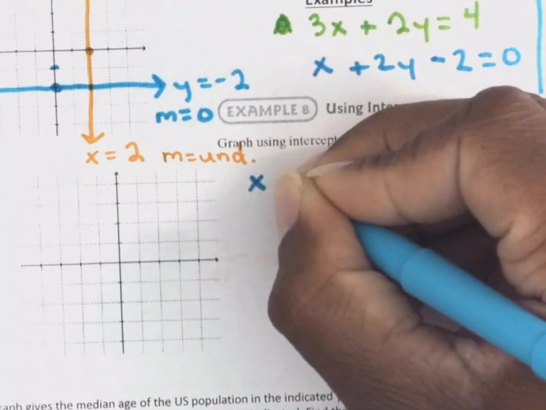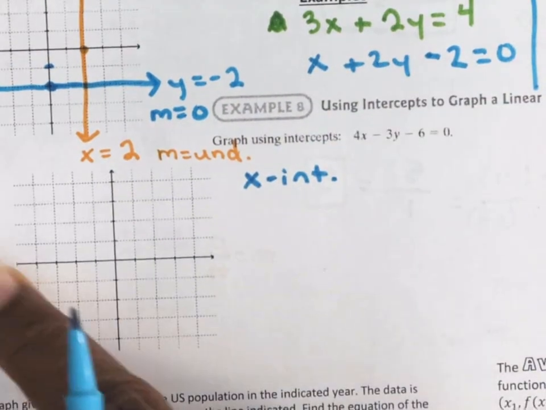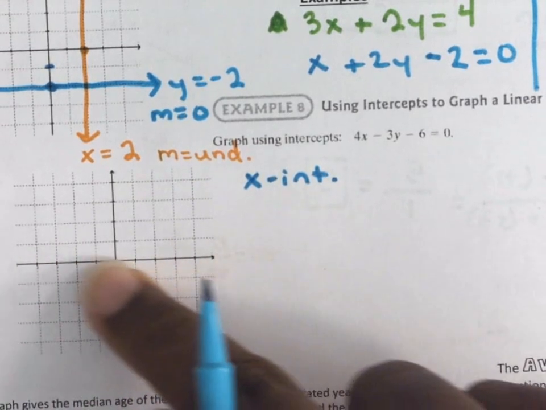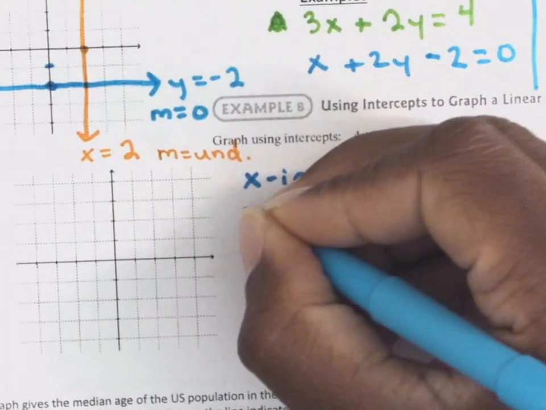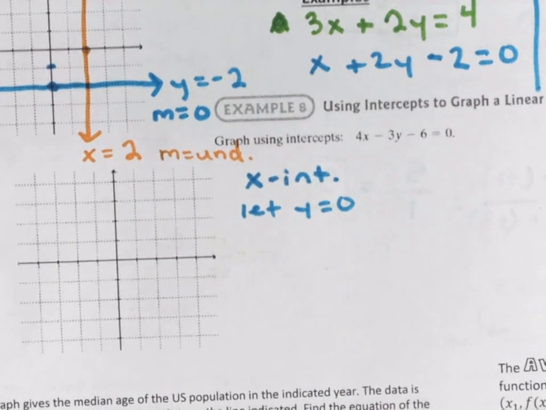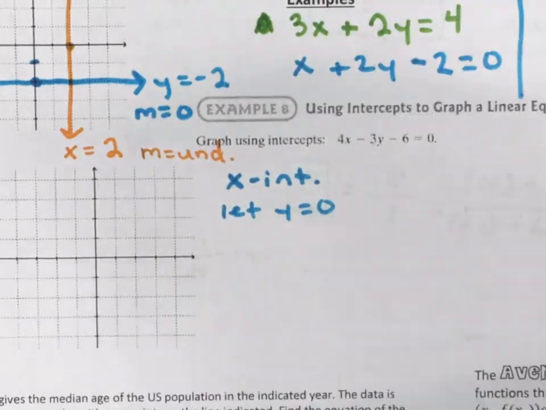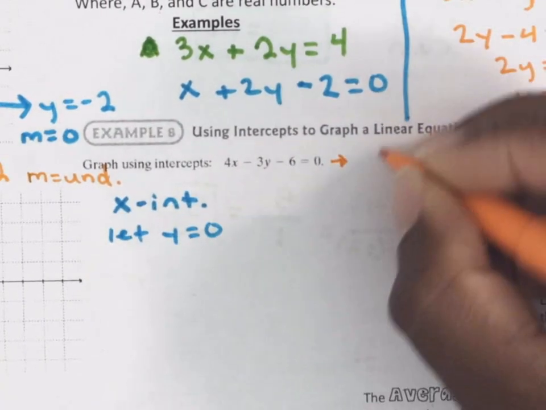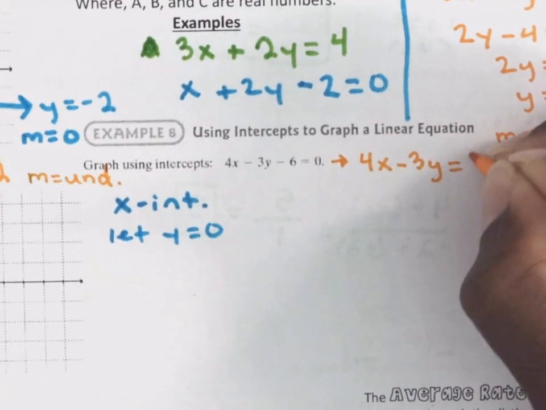Let's first find the x-intercept. The x-intercept is on the x-axis, right? What's the value of y on the x-axis? 0. So we're going to let y equal 0 to find our x-intercept. And we're going to go ahead and move this 6 over because it'll just make things go a little quicker. So I'm going to add 6 to both sides, and I get 4x minus 3y equals positive 6.